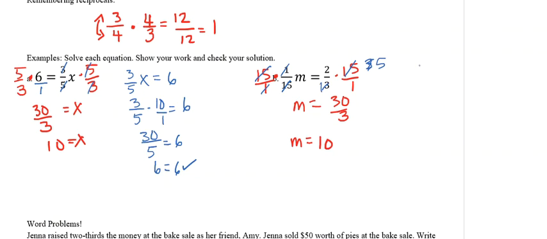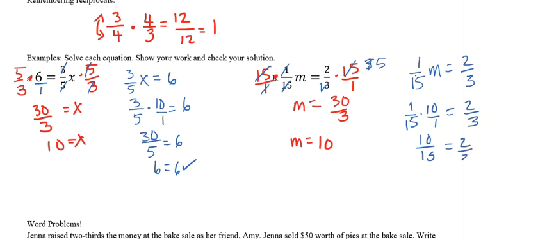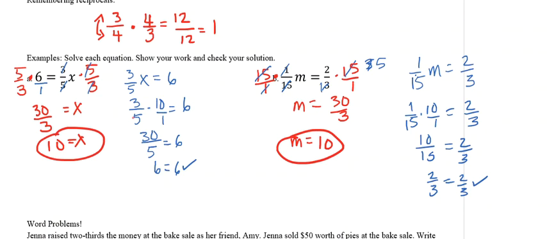And let's check to see if this is true. So 1/15 is equal to 2/3. So 1/15 times 10 over 1. This is 15. 2 over 3. So this is going to give you 10 over 15 is equal to 2 over 3. And 10 over 15 is 2/3. So this is right. So your answers for these two problems are m equals 10 and x equals 10.